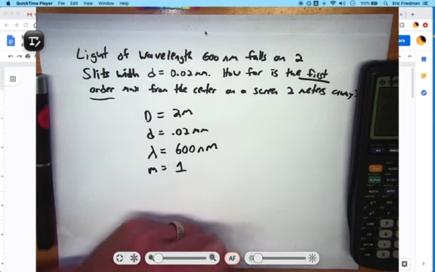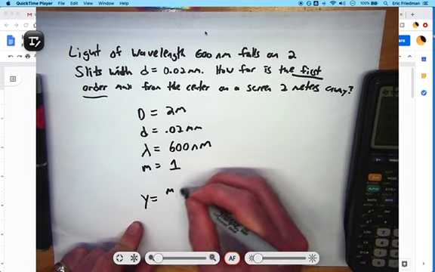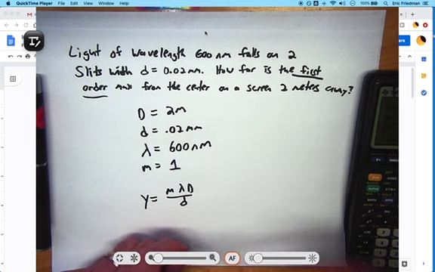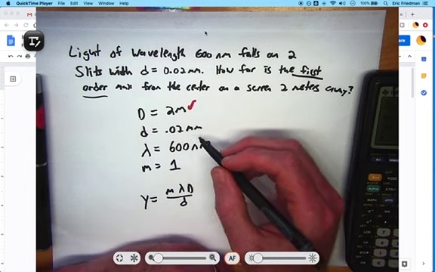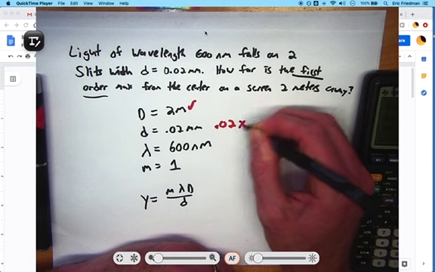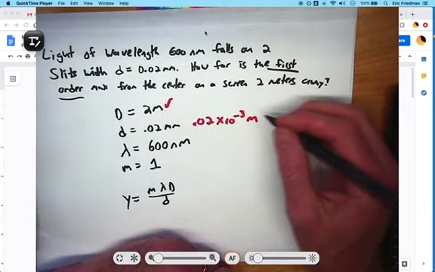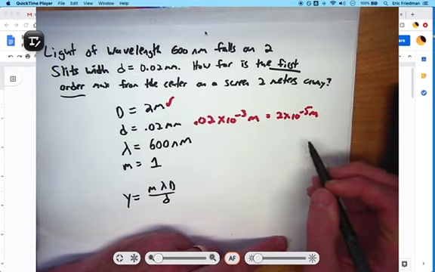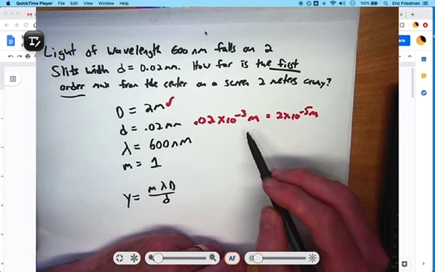We need to get everything in the same units if we're going to plug into our formula, y equals m lambda D over d. We have to have the same units for everything, and I like to use meters. Big D is already in meters. For 0.02 millimeters, I'm just going to write it as 0.02 times 10 to the minus 3 meters. You could say this is the same thing as 2 times 10 to the minus 5th meters, but that's an extra step I don't necessarily like to take. So I just write it as 0.02 times 10 to the minus 3 meters. Same with this one.